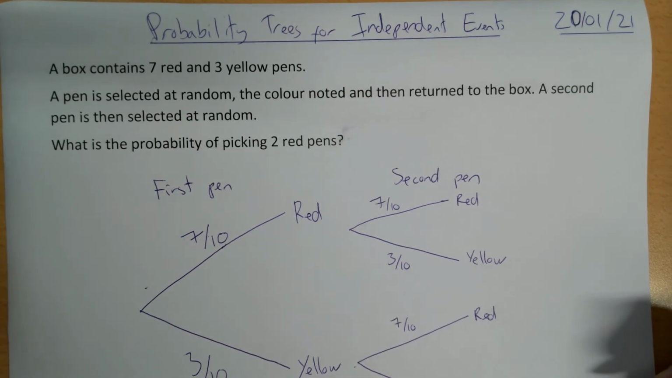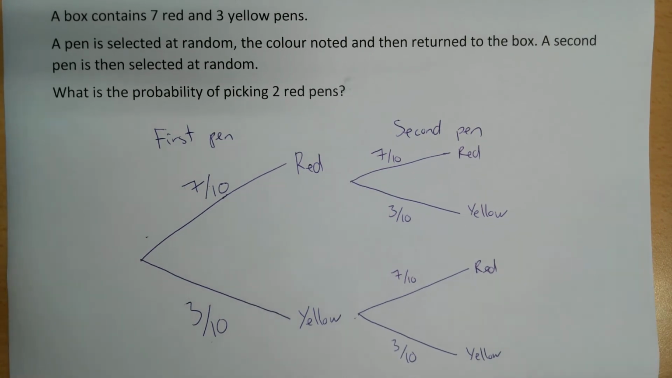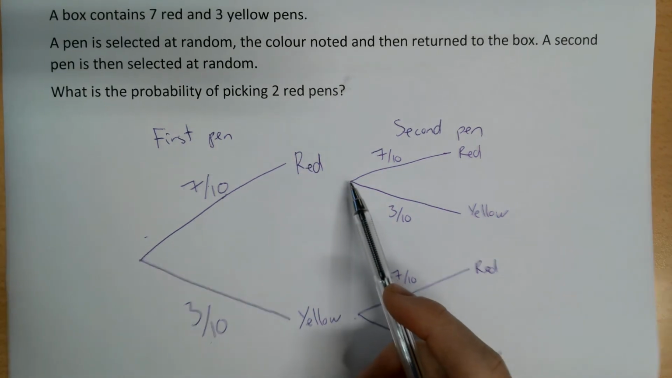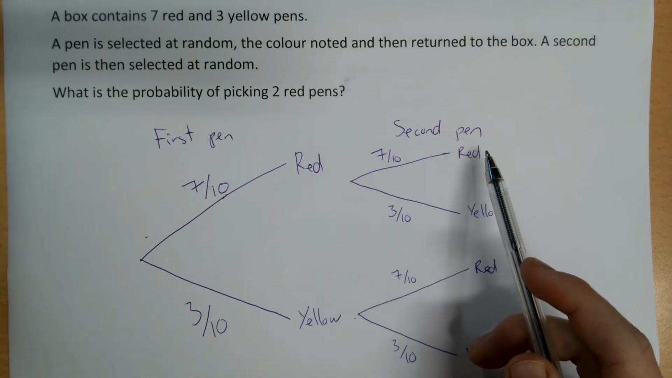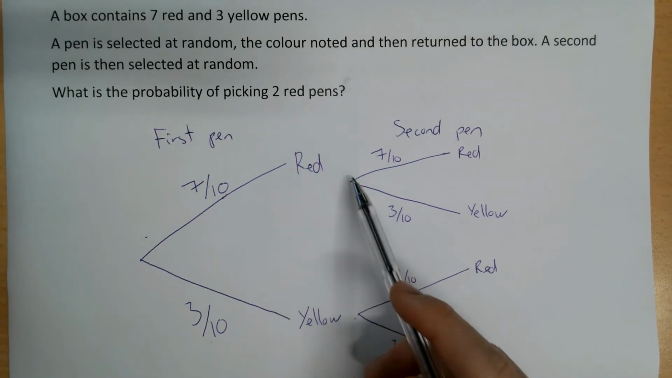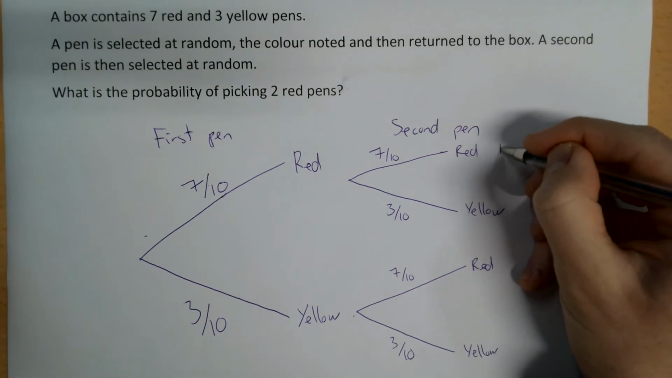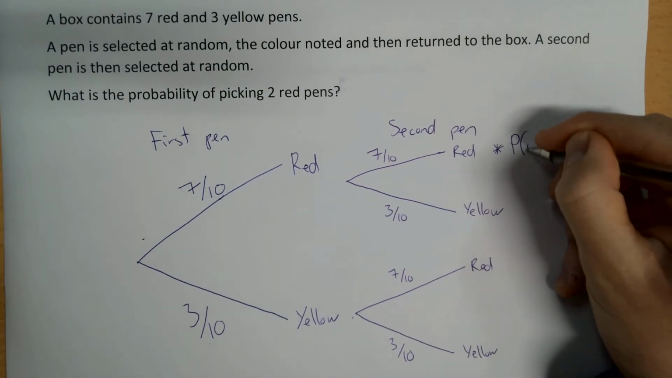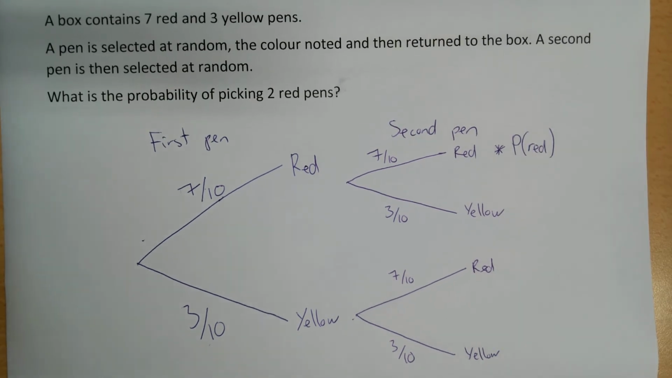We want the probability of getting 2 red pens. Well, my first pen would have to be red, and then my second pen would have to be red. So the only way I can get 2 red pens is if I go down the red branches. So it's only this bit here that gives me the probability. And the new rule for today is that if I've got 2 independent events and I want the probability of them both happening, this one and this one, I have to multiply those probabilities together.